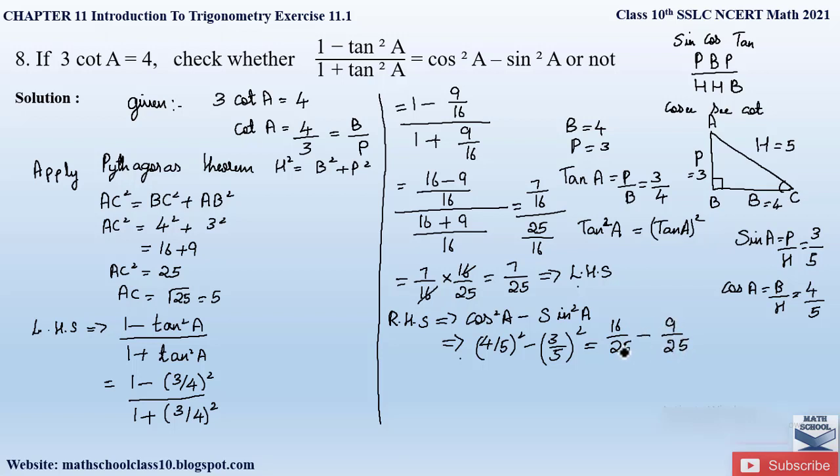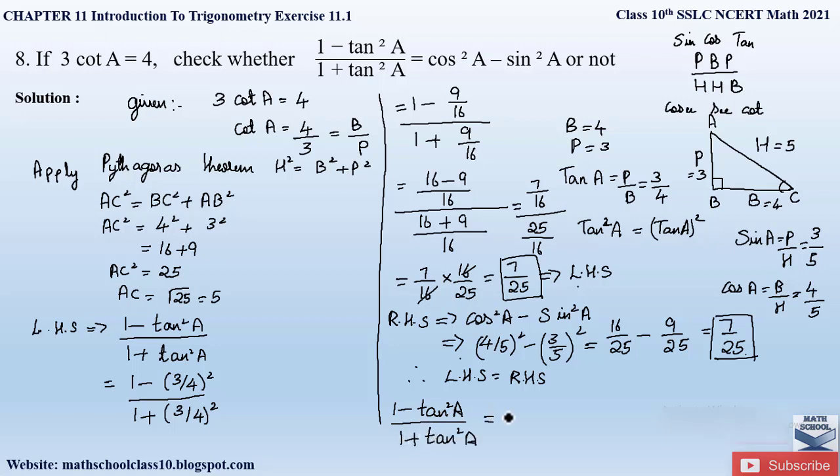Again here the denominators are equal, so we can subtract the numerators, right? So 16 minus 9 is how much? It is 7 divided by 25. So this is the right hand side part we have got, which is again equal to our left hand side, that is also 7 by 25. So since left hand side is equal to right hand side, therefore we can say that 1 minus tan square A divided by 1 plus tan square A is equal to cos square A minus sin square A. So this we have proved here.